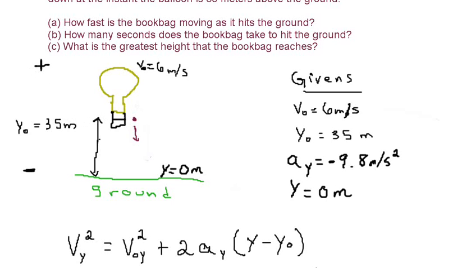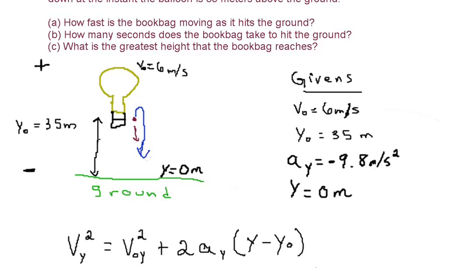And the answer is no, because what happens is that the balloon is going upwards at a velocity of 6 meters per second. So what that means is that when you drop the book bag at a height of 35 meters, the book bag, because it has an initial velocity, it's actually going to go a little bit higher, and then it's going to drop down to the ground. It's going to rise a little bit more, just a little bit, above those 35 meters.